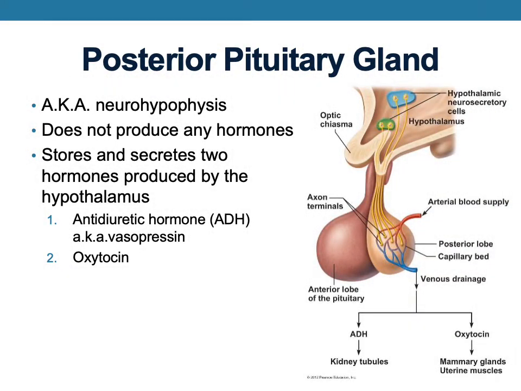The posterior pituitary gland is also known as the neurohypophysis. It does not produce any hormones. Its only function is to provide storage for two hypothalamic hormones called antidiuretic hormone and oxytocin.